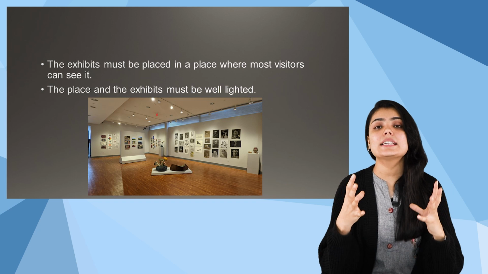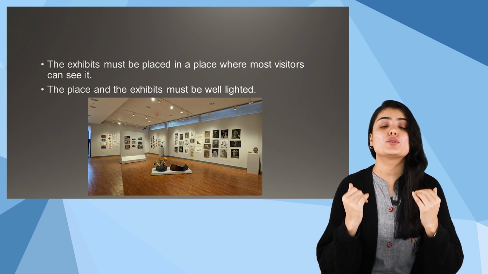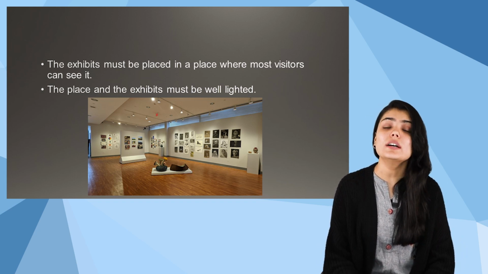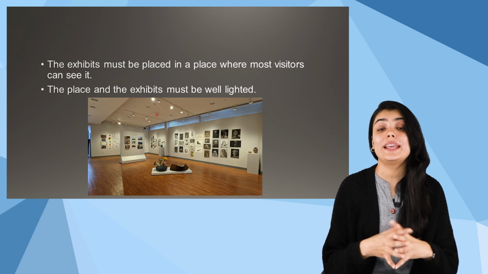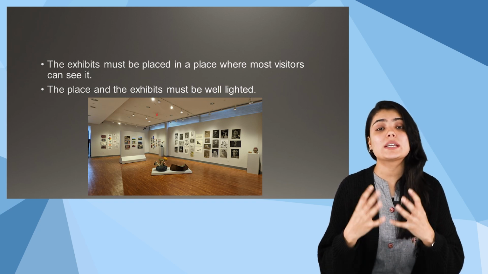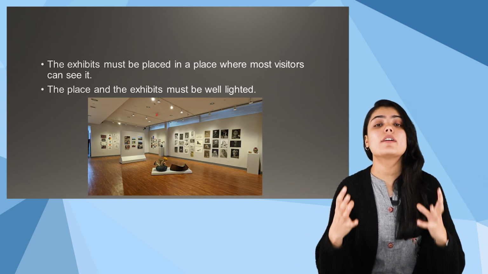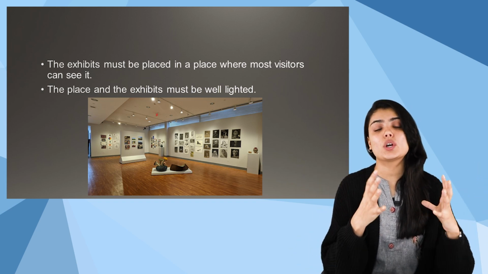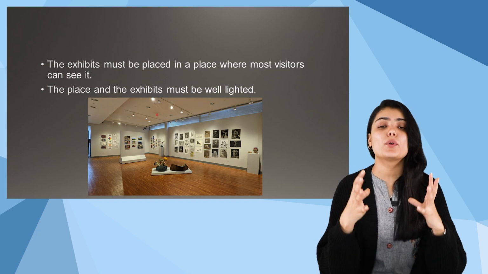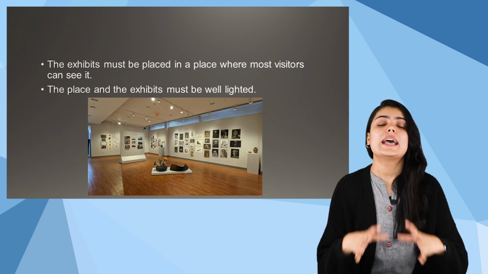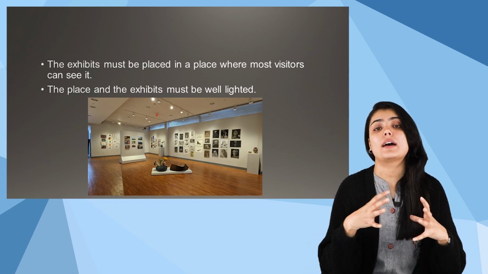Okay, so the lighting must be proper in order to give a clear picture of the exhibit. Of course, lighting plays a major role, especially when it is about displaying something. Proper lighting helps to give a proper and clear picture of a particular topic. So proper lighting must be arranged in the place where the exhibits are kept.